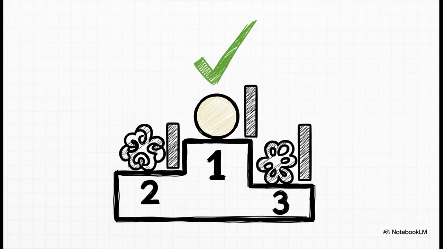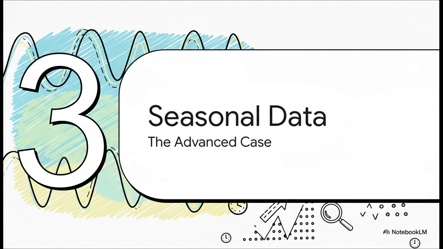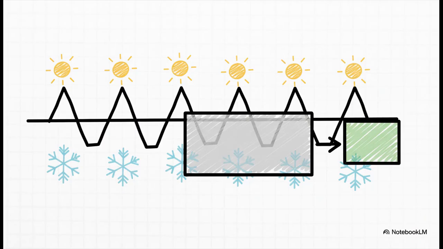It's that simple. But what if our data has a cycle that repeats over and over, like retail sales that go crazy every single December, or electricity use that spikes every summer and winter? A regular ARIMA model can struggle with that. It needs an upgrade. And for that, we call in the specialist, SARIMA. The S stands for seasonal.